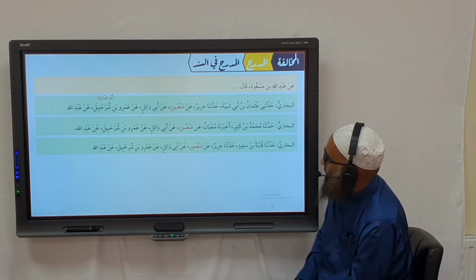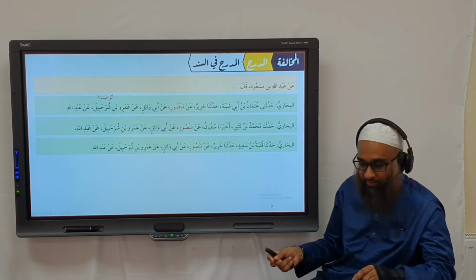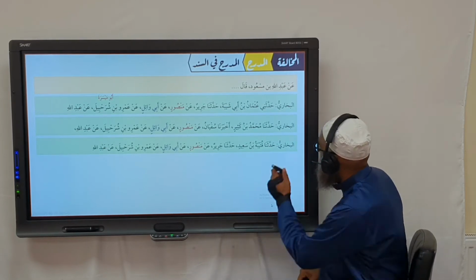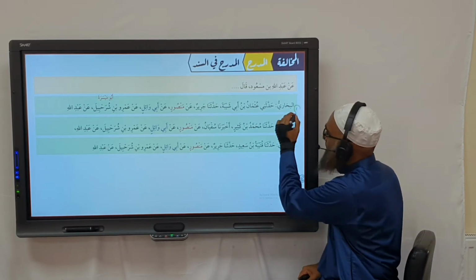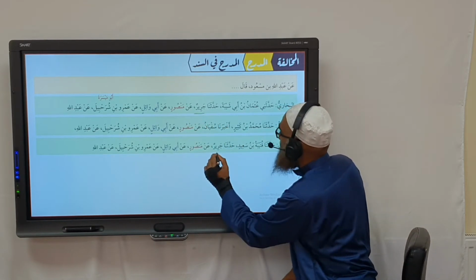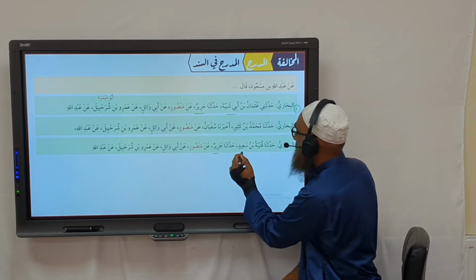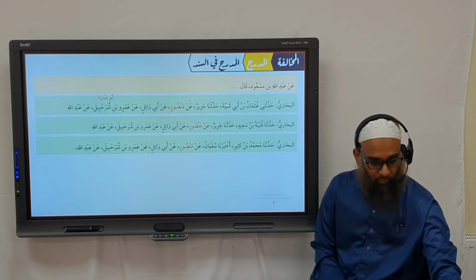In this one you have the same one here. This one should actually be brought higher. We should actually bring this one as number 2, because they both branch off Jarir, isn't it? Jarir. And from Jarir it goes to Abi Shaiba and it goes to Qutaybah ibn Sa'id. Let me just change that 1 minute.